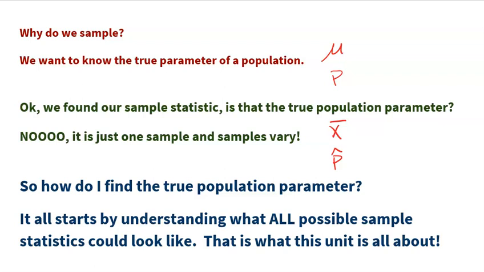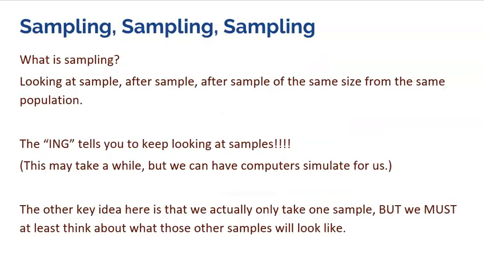So how do I find the true population parameter? Well, it all starts by understanding what all possible sample statistics could look like. This is what this unit is all about. So even though we're only going to actually look at one sample statistic, one sample mean, or one sample proportion, we need to first understand what all possible sample statistics could look like. So how the heck do you do that? Well, start sampling. Sampling, sampling, sampling.